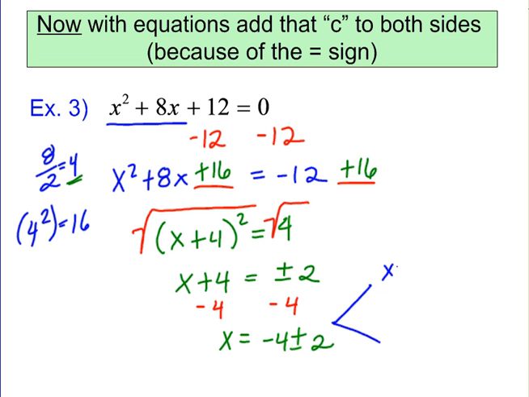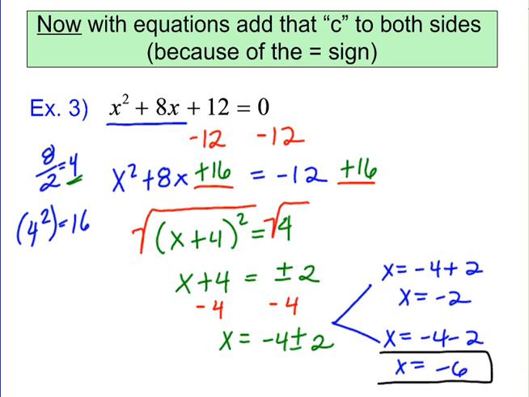And that way we know that x can equal negative 4 plus 2, or x can equal negative 4 minus 2. Well, negative 4 plus 2 is negative 2, and negative 4 minus 2 is negative 6. So those are going to be our two answers. The parabola is going to cross either at negative 6 or at negative 2.